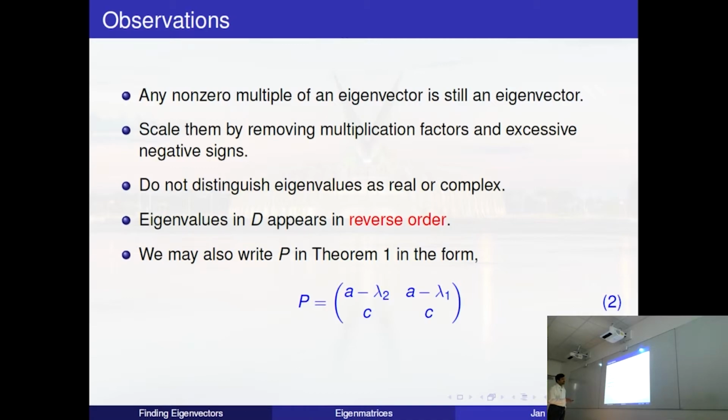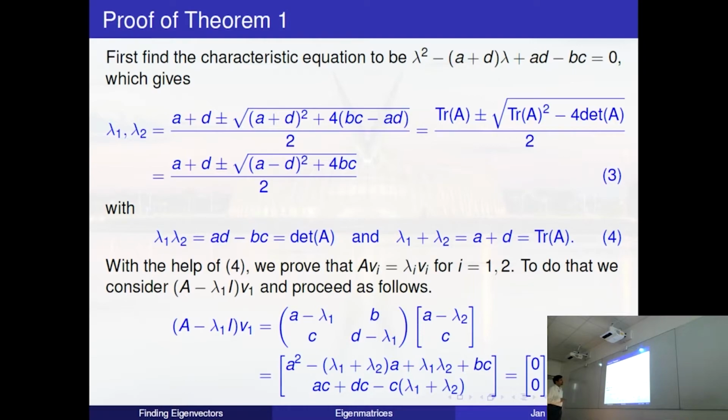So this is the eigenvector for lambda 1. This is the eigenvector for lambda 2. And you can see that you can even subtract from the same column. It still produces the eigenvectors. So this is one of the interesting things here. Now, let's see why this works.